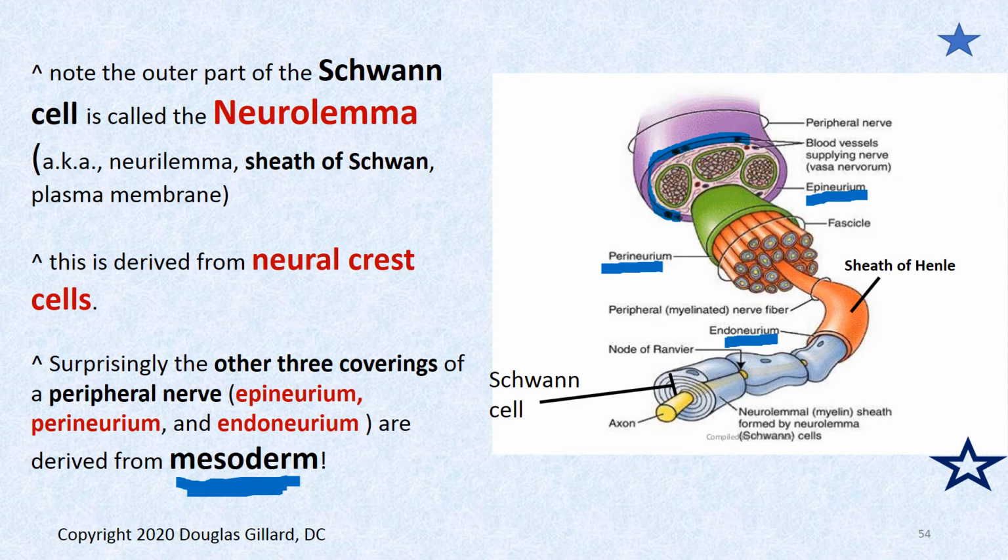But if you take the outer covering off, the endoneurium, sometimes called the sheath of Henle, now we see the coverings of the actual axon itself, and they're Schwann cells. And that is what's derived. Who makes a Schwann cell? Neuroectoderm cells make a Schwann cell. It also makes the neurolemma around it. Okay, are we good with that?